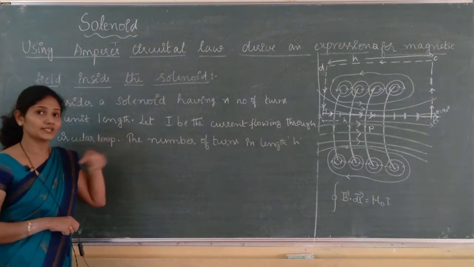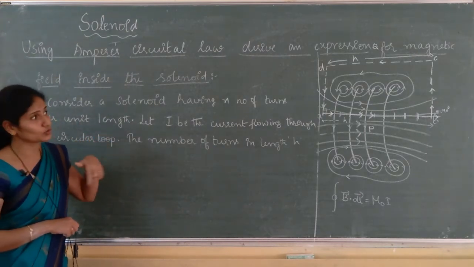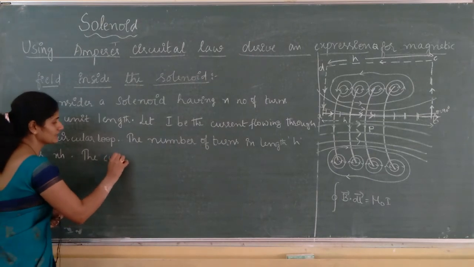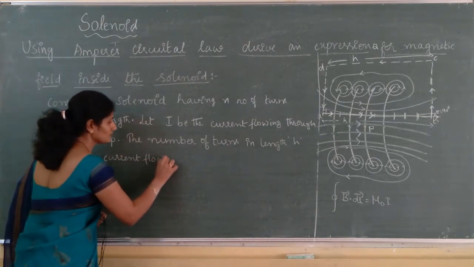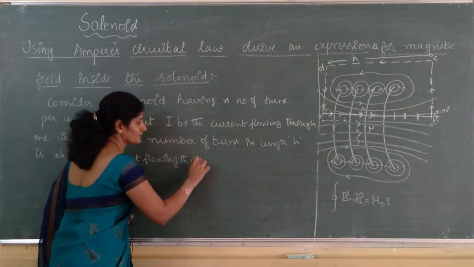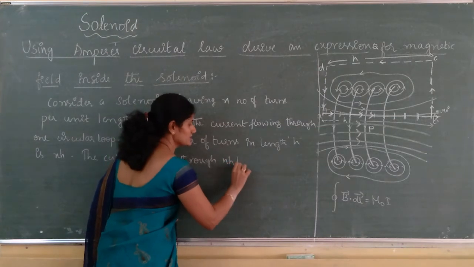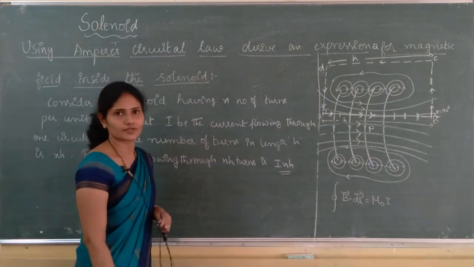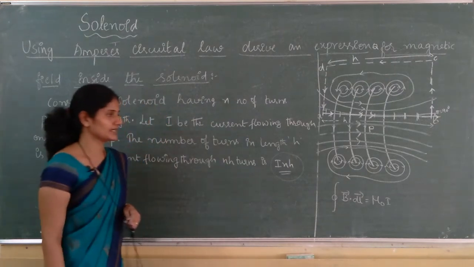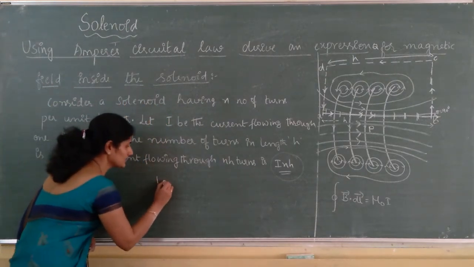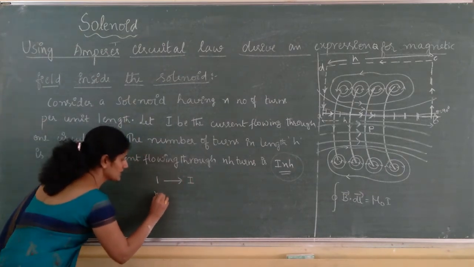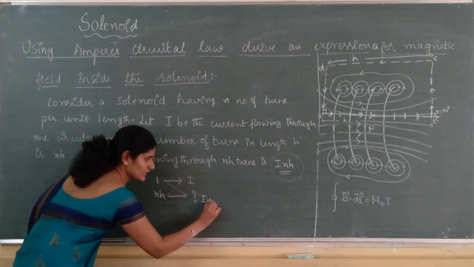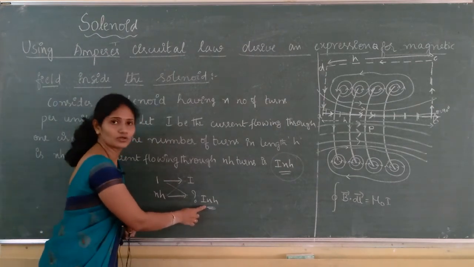I is the current flowing through one turn, then what is the current flowing through nh number of turns? I into nh. So, the current flowing through nh turns is I n into h, right? The total current is I n into h, because in one turn I is the current flowing, so in nh turns, by cross multiplication, I into n h. So, this is the current flowing through the nh turns.